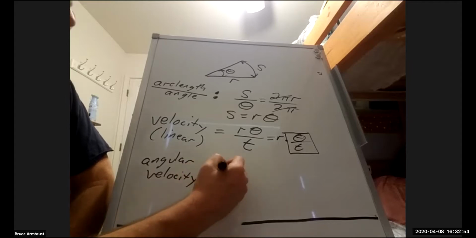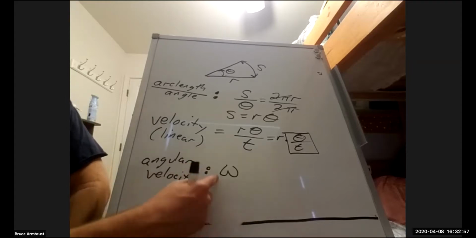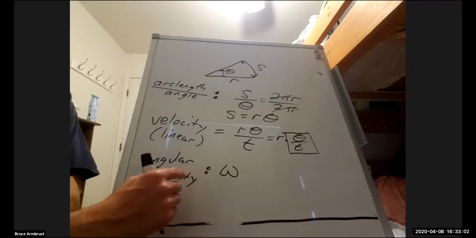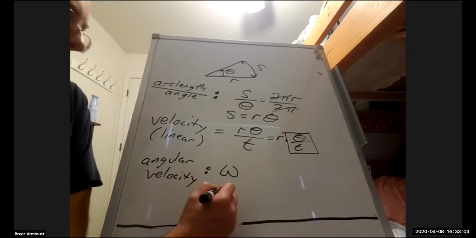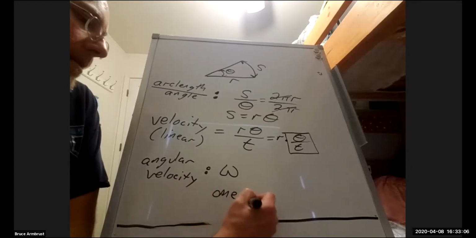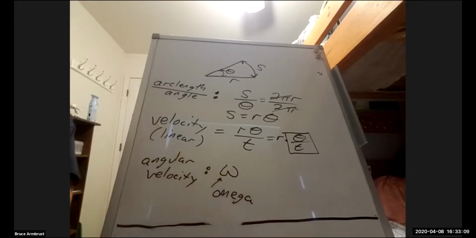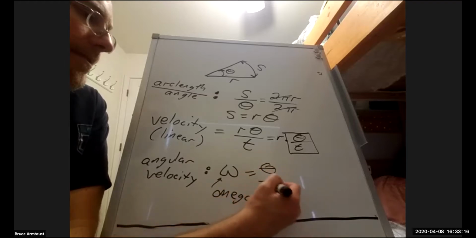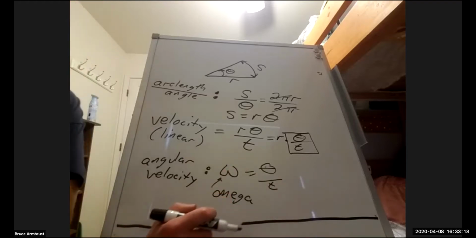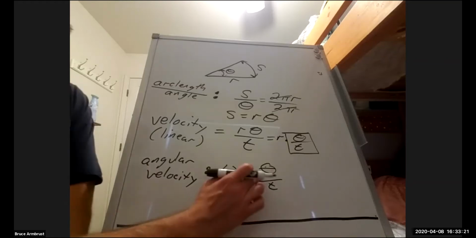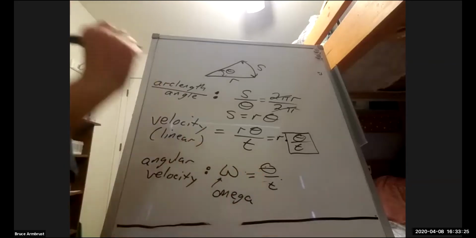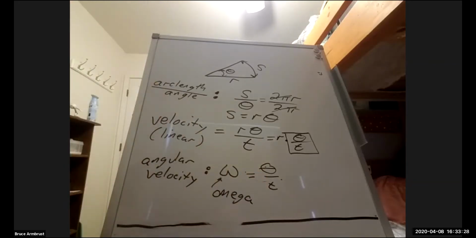And for angular velocity, we use this curvy W. It's not a W, it's an omega. This is the Greek letter omega, the lowercase omega. But that angular velocity is our angle over time. So exactly the same idea, except now it's not distance per time, it's angle per time.